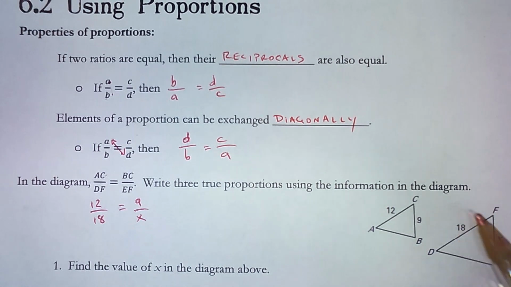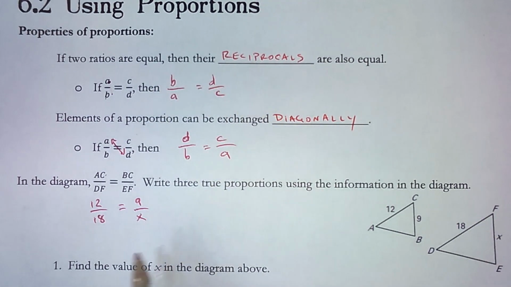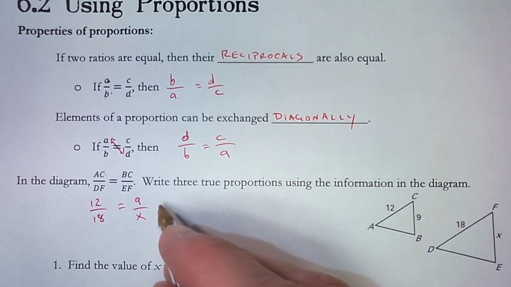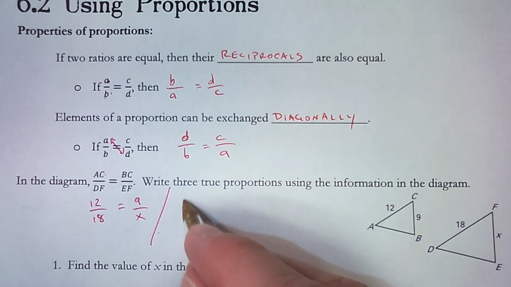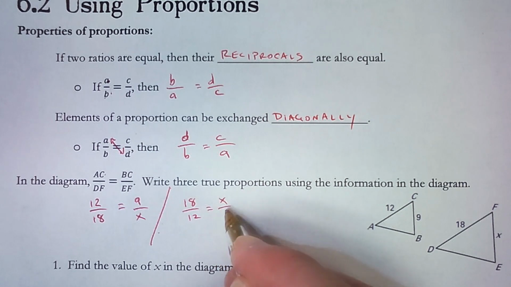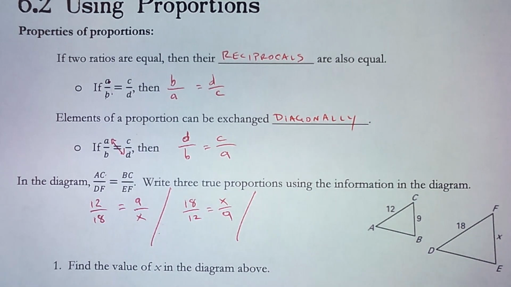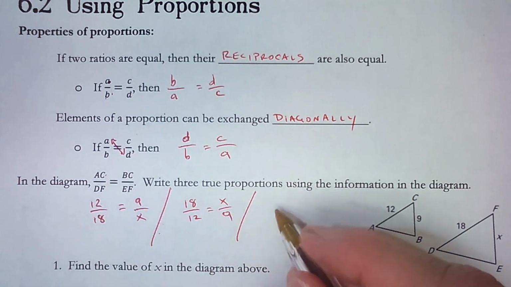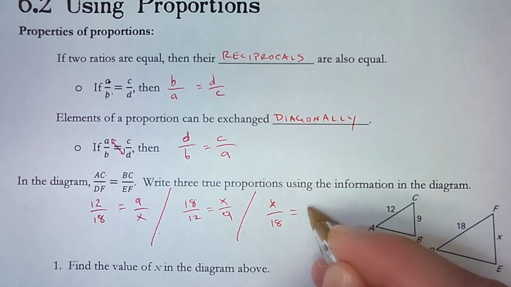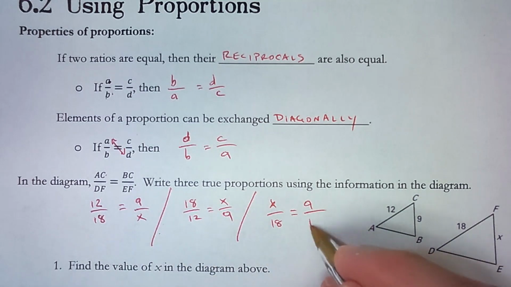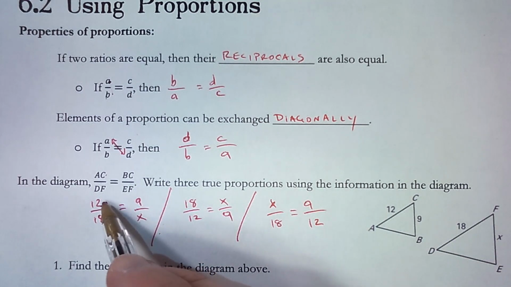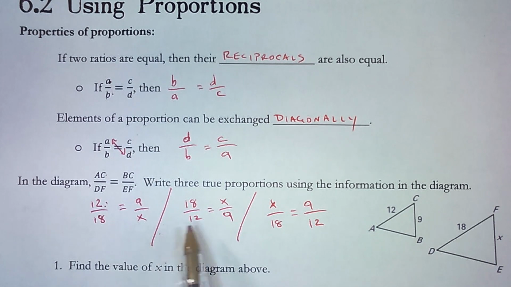Now, I could use the reciprocals. So I can flip this upside down. So there's one proportion. Another one is 18 over 12 equals X over 9. So I can flip both sides. Or I could exchange something diagonally. I'll switch the 12 and the X. So the 12 becomes X. So X over 18 equals 9 over, and the X becomes 12. So I just switched these two numbers diagonally. So all three of these proportions are exactly the same. They look different, but they have the same values.